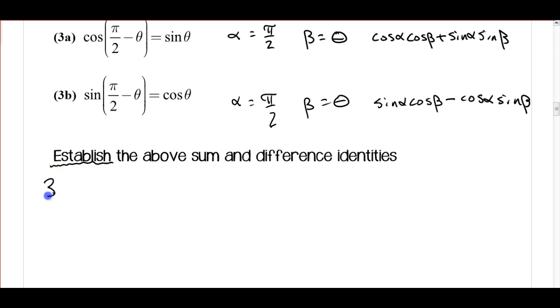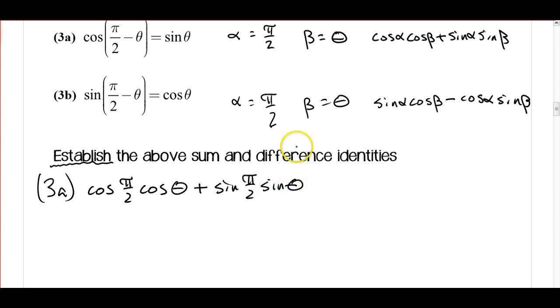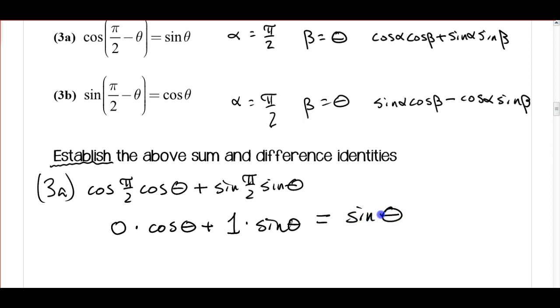Now I'm going to substitute in my pi over 2's and my thetas. So for 3a, I've got cosine pi over 2 cosine theta plus sine pi over 2 sine theta. We know the cosine at pi over 2, that's the x-coordinate at the top of the unit circle, is going to be 0. So that's 0 times cosine theta plus sine at pi over 2, which is 1, times sine theta. And when we simplify, we end up with sine theta. So that one checks. That's what we wanted to get up here, sine theta.